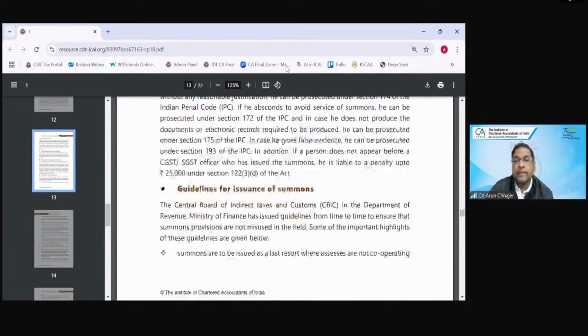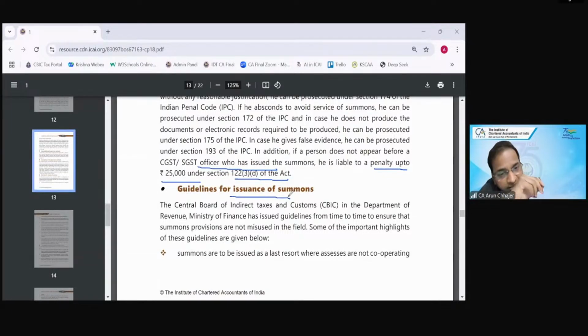If a person does not appear before the CGST or SGST officer, he will be liable to a penalty of 25,000 under 122(3D). Okay? Guidance on issuance of summons. CBIC has taken note of this. See, officers are using the summons provision very commonly, very frequently. Therefore, the CBIC has given guidelines.